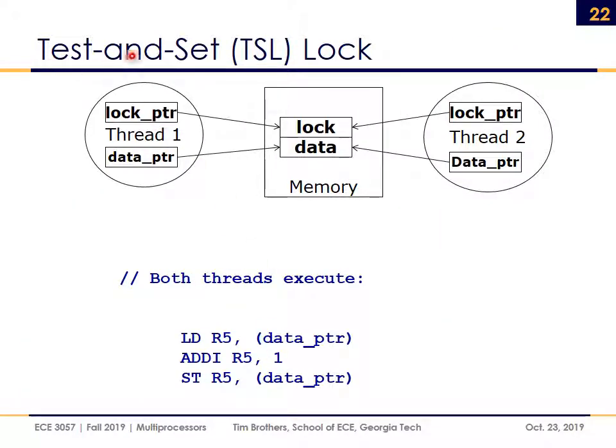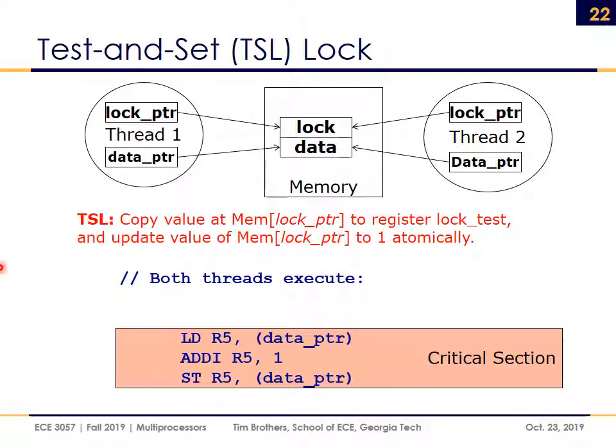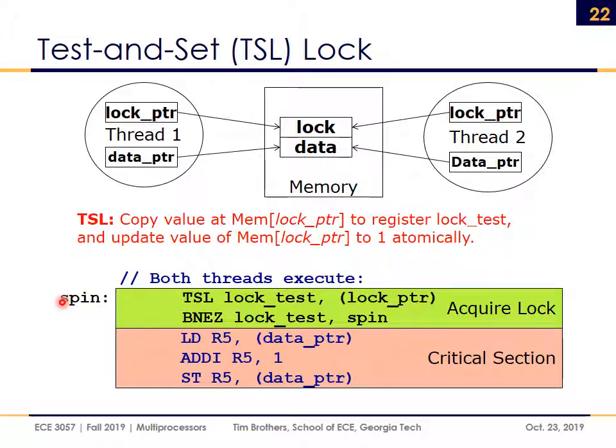So a test and set lock, if we have a lock pointer and then a data pointer, and then on the other thread we have the same thing. So both threads now execute this critical section of code. They copy the value at the lock pointer to a register lock test and update the value of memory lock pointer to 1 atomically. So this is how it looks when we add in the lock test.